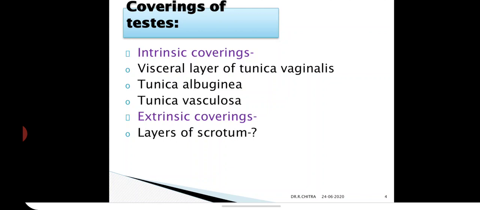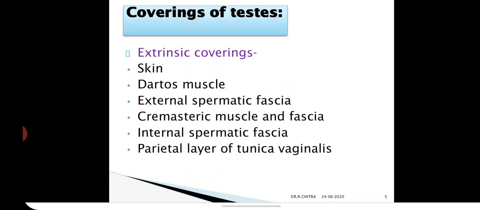Extrinsic coverings are contributed by the same layers of the scrotum and are, from outer to inner: skin, dartos muscle, external spermatic fascia, cremasteric muscle and fascia, internal spermatic fascia, parietal layer of tunica vaginalis. So these are the extrinsic coverings of the testis.